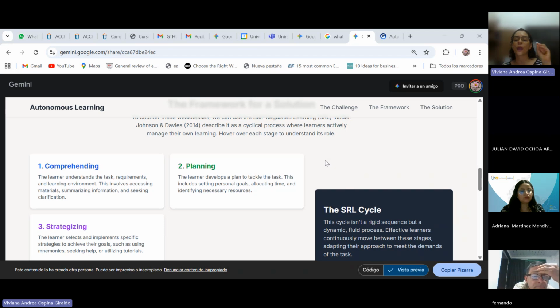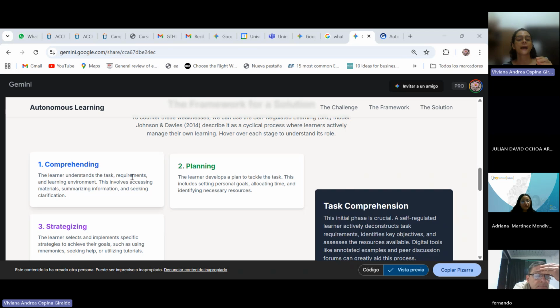So the first thing is comprehension. The students need to comprehend the task, the requirements, their learning environment. They need to have access to the materials to be able to seek clarification. So the feedback is very important from the professors.